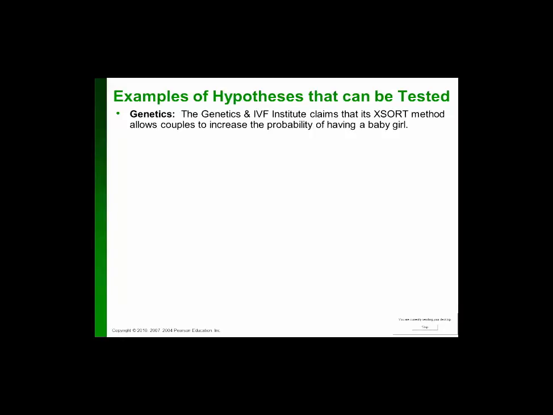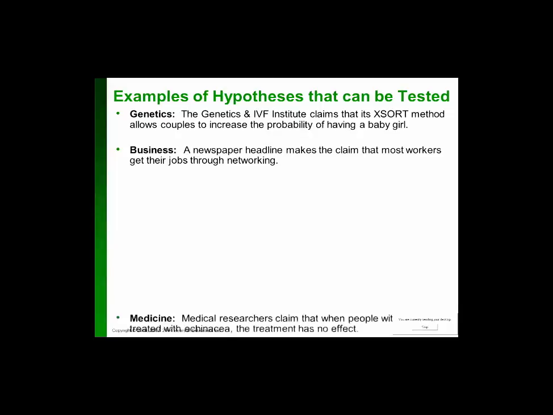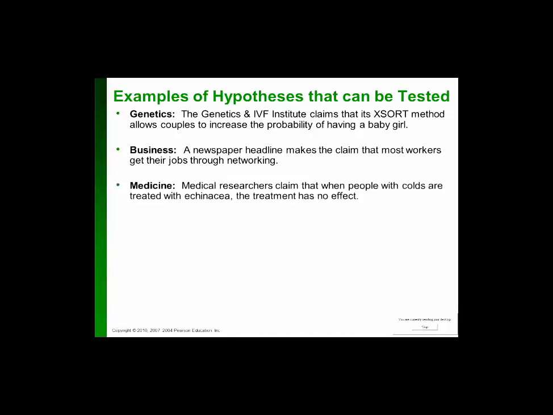A newspaper headline may make a claim that most workers get their jobs through networking. Most would mean what proportion? Anything more than 0.5. So the claim would be that the proportion of people who get their jobs through networking is greater than 0.5. Medical researchers claim that when people with colds are treated with echinacea, the treatment has no effect.